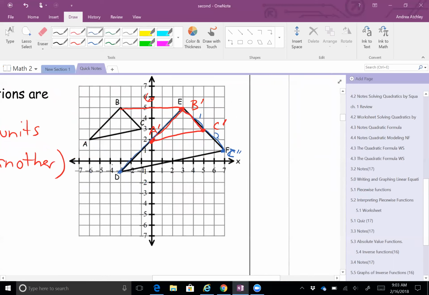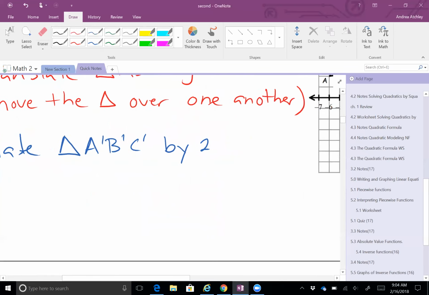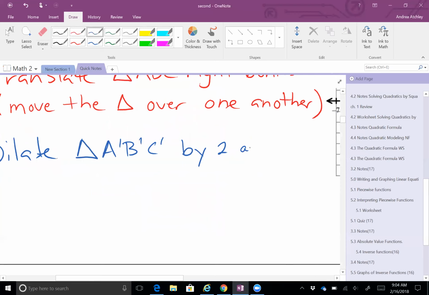So this would be my new A double prime. And then B doesn't have to change at all because that's my center of dilation. Okay. And I should put that: dilate triangle ABC by 2 from B prime, the center point of B prime. Any questions over that? Yes.